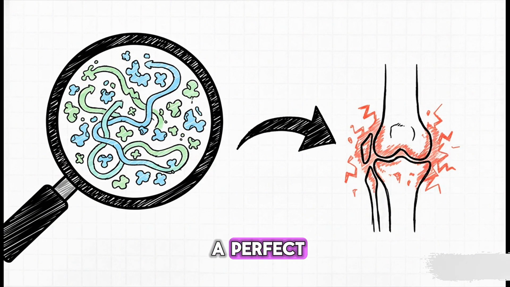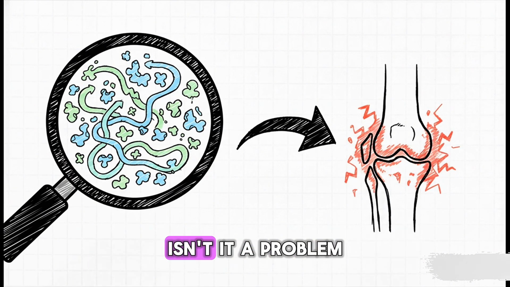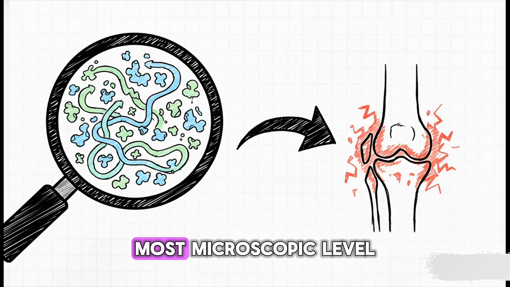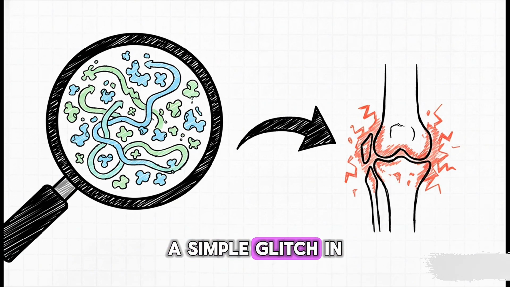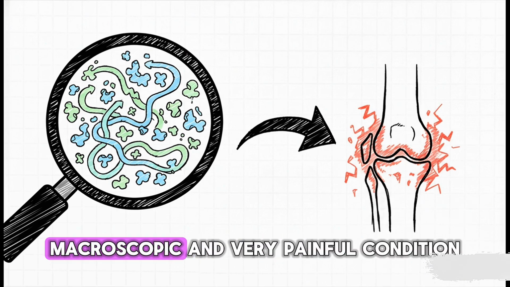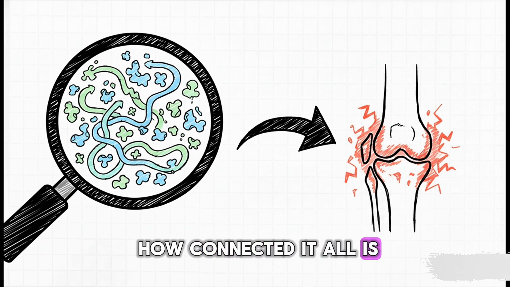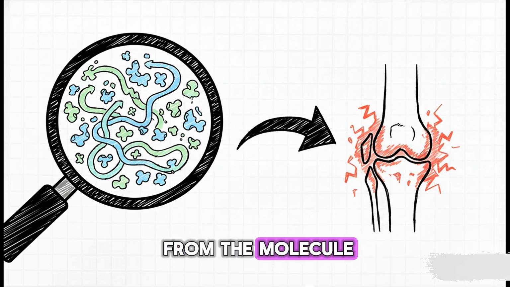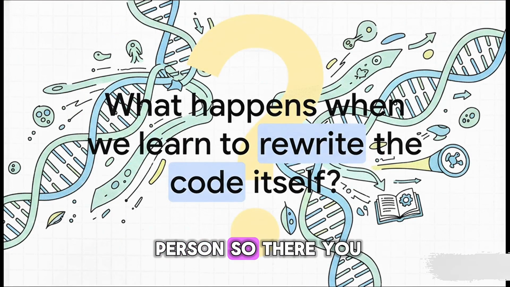And this is just a perfect illustration of the whole point, isn't it? A problem at the tiniest, most microscopic level, a simple glitch in how we metabolize nucleic acids, can cause a massive, macroscopic, and very painful condition. It really shows you how connected it all is, bringing the whole story from the molecule right up to the person.